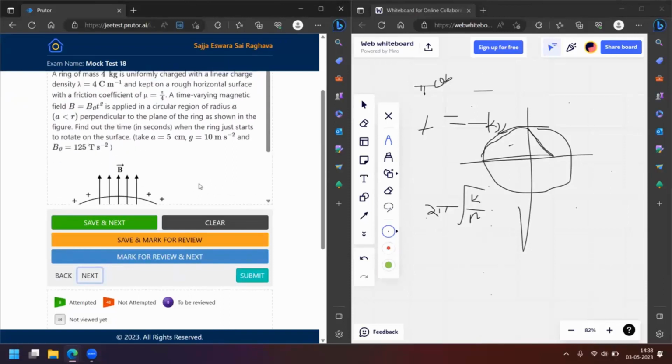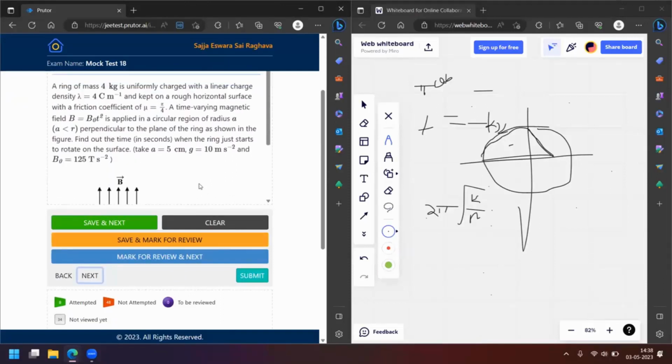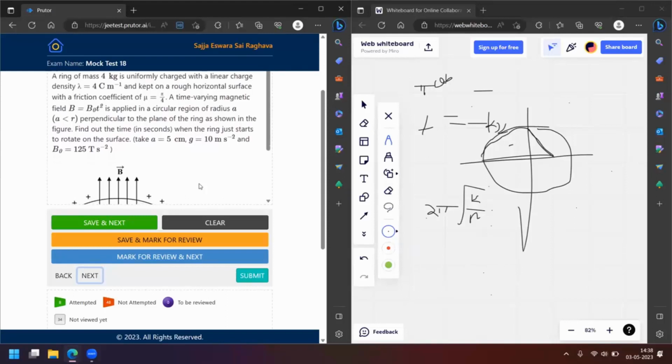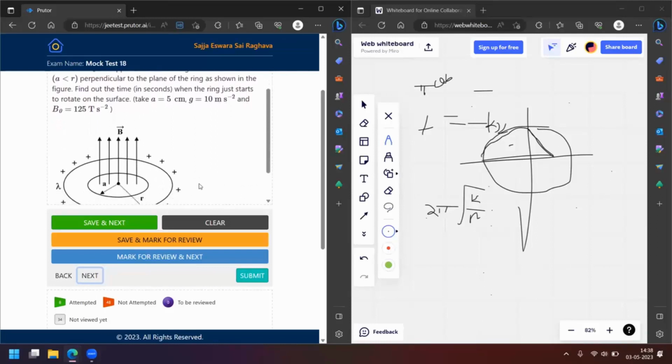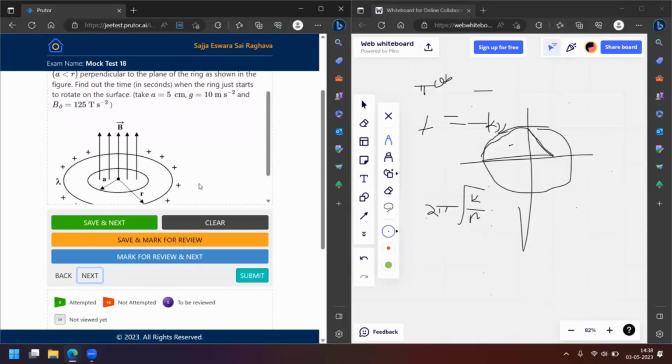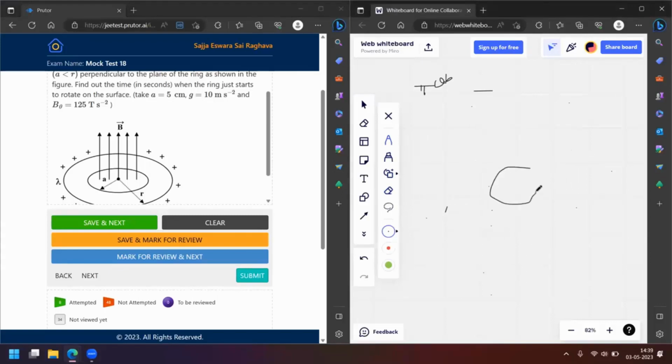A ring of mass 4 kg is uniformly charged with a linear charge density and kept on a horizontal surface. Find the time at which the ring just starts rotating on the surface. So at the point where the ring just starts moving, we know the torque due to the gravitational force balances the magnetic torque. Suppose this is the ring, so it will be like this. Assume this point here.